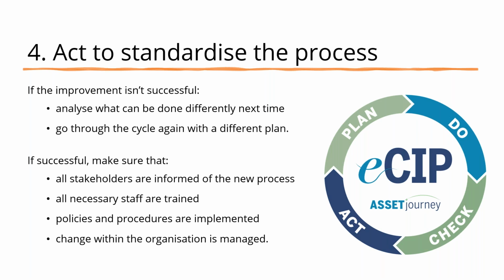If successful, again, make sure all stakeholders are informed. There you go. Just very easy with a program that can send out automated emails. All necessary staff are trained. You can track the training progress related to that improvement item. And then you could also go into document management where you're changing policies and procedures that now reflect the improvement that was implemented, and then make sure that change within the organization is managed, which is sort of like making sure people are trained or they're aware of the new policies and all that.